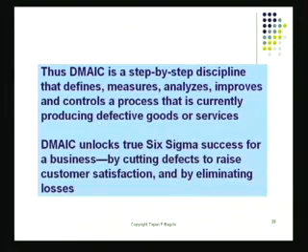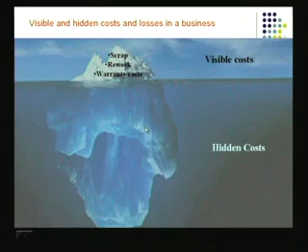This is a follow-through of lecture 35, which you must have witnessed before me. I ended up with this slide that says DMACC is a step-by-step disciplined procedure that defines, measures, analyzes, improves and controls a process that is currently producing defective goods. That was where I left. Let's now get into this and try to find the incentives.